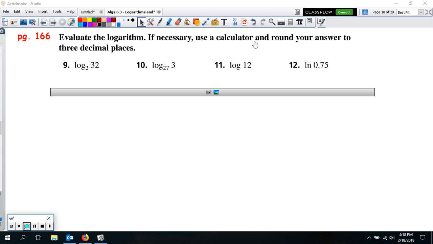So it's to evaluate the logarithm. If necessary, use a calculator. Round your answer to 3 decimal places. And that's usually the case with all logarithms. They're going to round it to 3 decimal places if it's going to be a decimal.